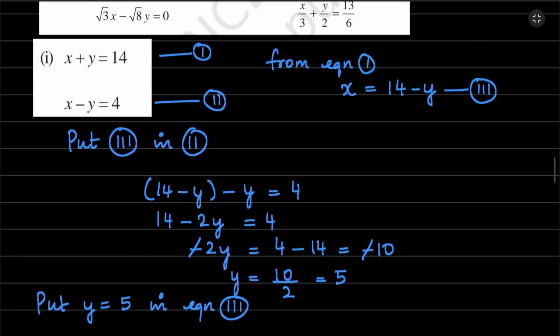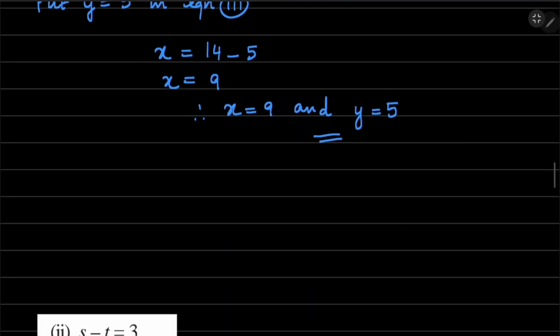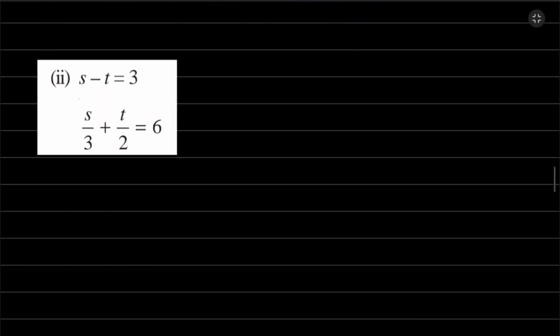You have to take any one of the equations, choose the easier, simpler linear equation, write x in terms of y and substitute in the other one. And then get your variable y, put it in equation 3, get your x value. So it's very, very easy. Let's move on to the second question.